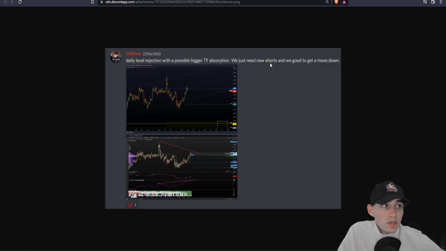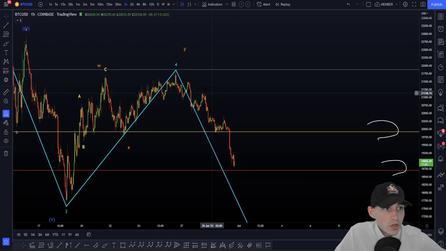Okay, so we just need new shorts and we're good to get a move to the downside. Okay, so got the new shorts next following. This is why I compounded my short here a bit. Is it a good short to take? Of course, yes. This one, the very top right there, again on the retracement here.